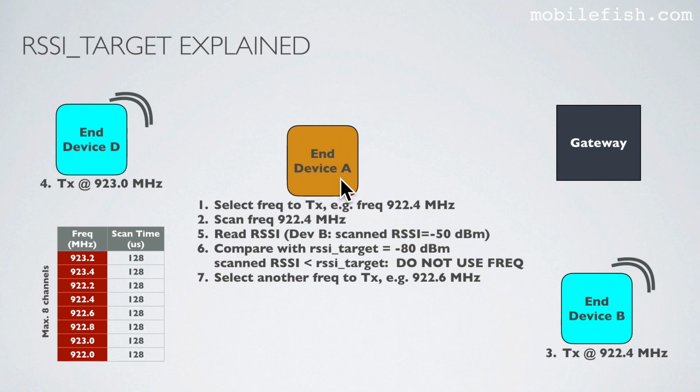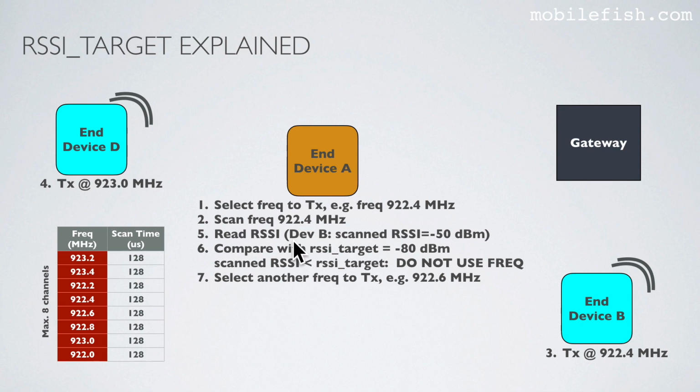Here is end device A. The end device is configured with these 8 channels, each with a different frequency. First, the end device selects a frequency to transmit, for example, this frequency. The device scans this frequency. At the same time, there are 2 devices, device B, which transmits at this frequency, and there's another device, device D, which transmits at another frequency. As you can see, this frequency is the same as this scan frequency.